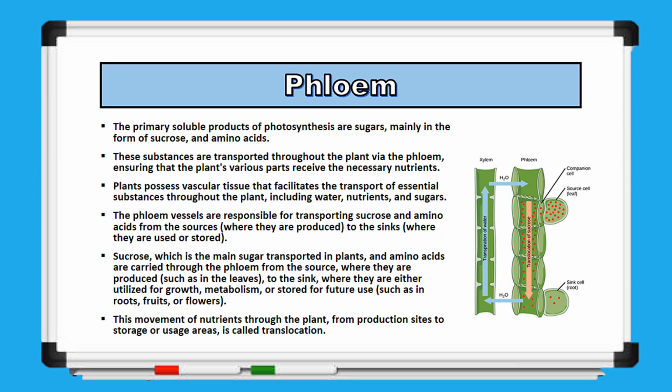In this system, the phloem vessels specifically carry sucrose and amino acids from the sources, that's where they're made, like in the leaves, to the sinks, places where they're used or stored, like roots, fruits, or flowers. Sucrose is the main sugar on the move here, and it's carried along with amino acids to help with growth, metabolism, or storage for later. This entire process of moving nutrients from where they're produced to where they're needed is called translocation.